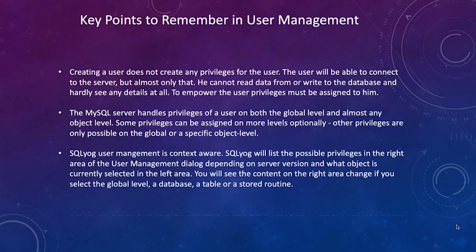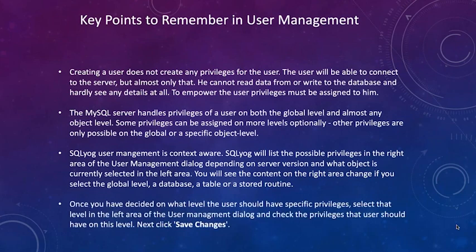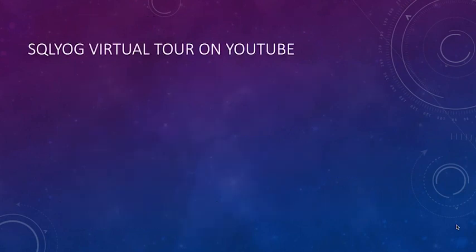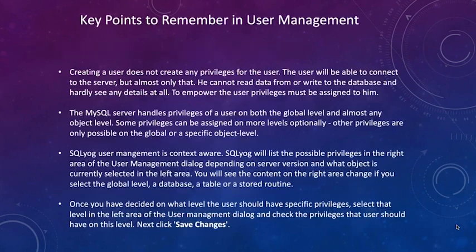Or a stored routine. Once you have decided on what level a user should have specific privileges, select that level in the left area of the user management dialog box and check the privileges that the user should have on this level. And then click Next to save changes. Now, these were just the key points to remember in user management.